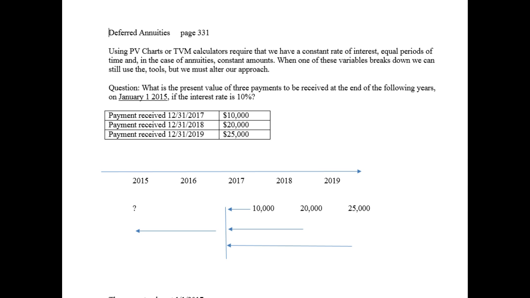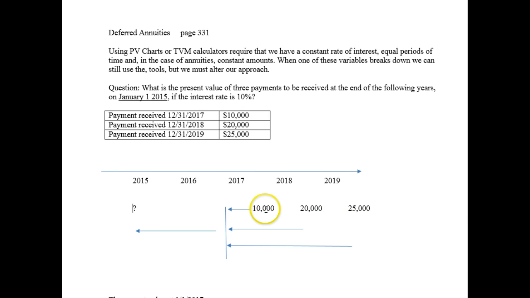Here's a question for you. What's the present value of 3 payments to be received at the end of 2017, 18, and 19 on January 1st, 2015, if the interest rate is 10%? Well, right off the bat, I think it's time to make a time diagram with dollar amounts on it so you can get a feel for what it's looking at. So we're wondering what the value is today, and you can see I put my question mark right here, of this cash flow stream.